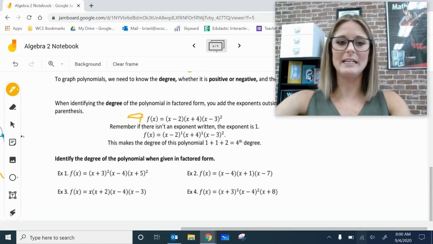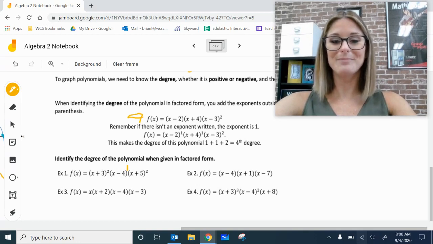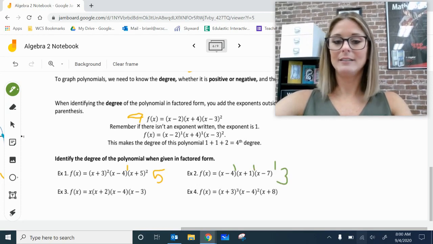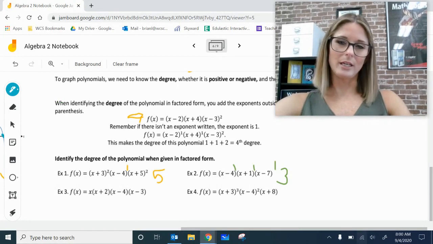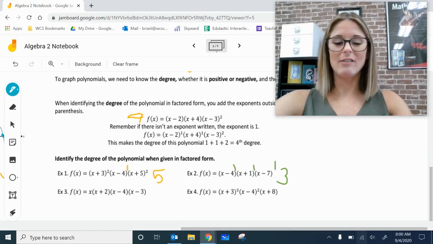Identify the degree of the polynomial when given in factored form. So just practicing this. Number 1, you've got a 2 with an understood 1 plus another 2. This polynomial's degree is 5. Number 2, I've got understood 1 and understood 1. That's a 3, or a 3rd degree polynomial. Example number 3, there's an x in front. That's one of the factors. It just didn't have a constant with it. So it's got a 1 and a 1 and a 1 and a 1. That's a 4th degree polynomial.